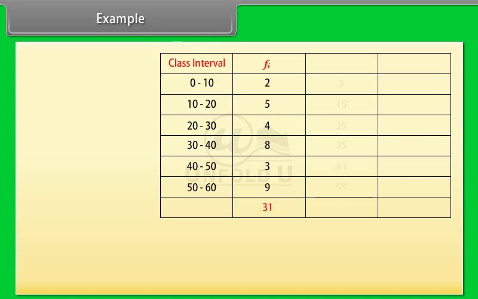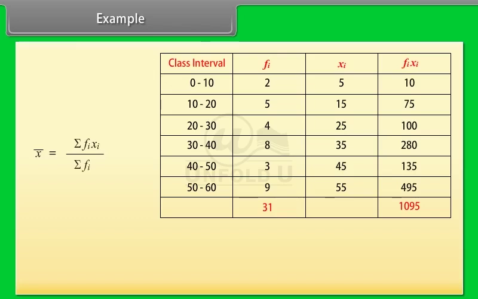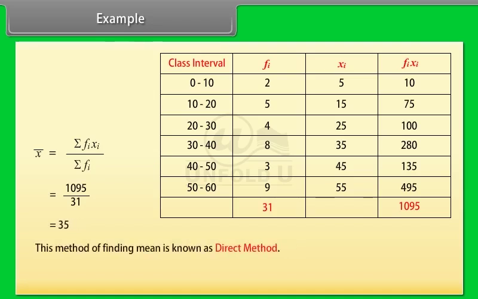And then we have written the class mark for each class interval and denoted them as xi, and then find the product of fi and xi. And finally, we find the mean using the formula x bar equals summation of the product fi and xi divided by summation of fi, which equals 1095 by 31, which is equal to 35. This method of finding mean is known as mean of grouped data.